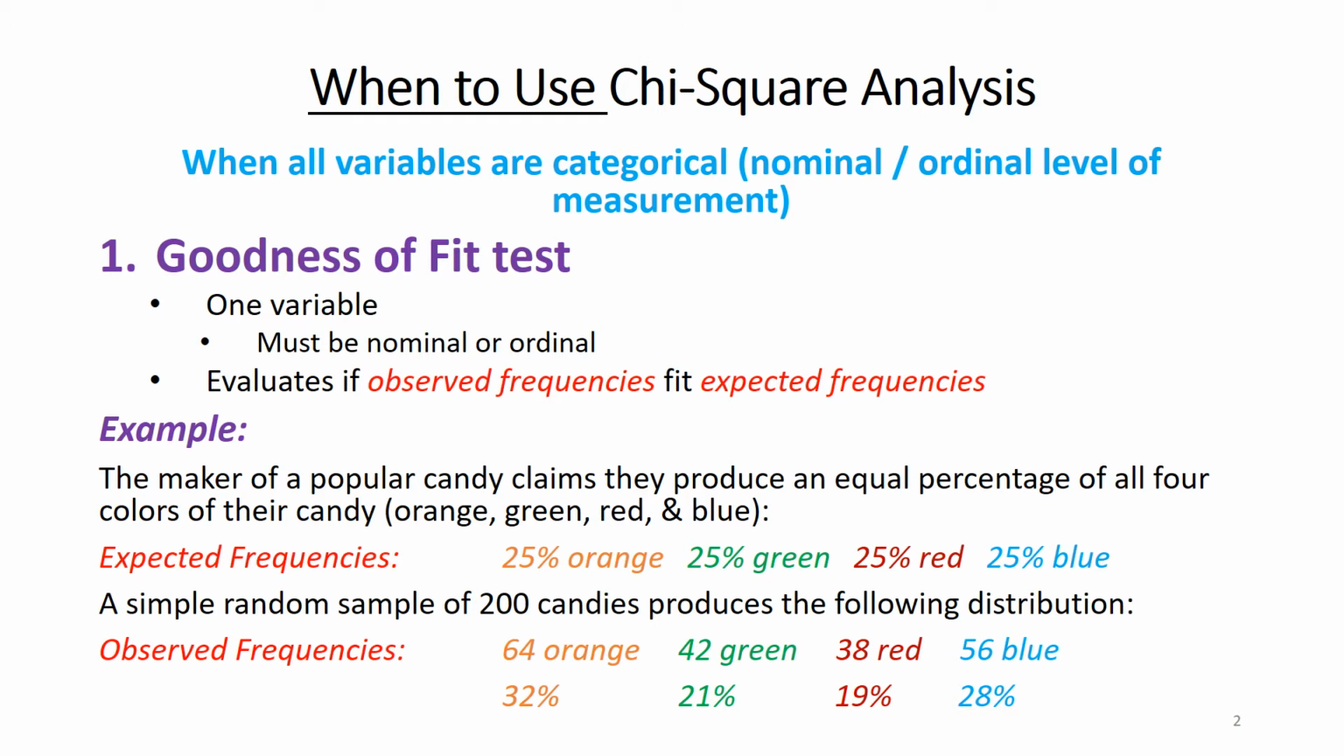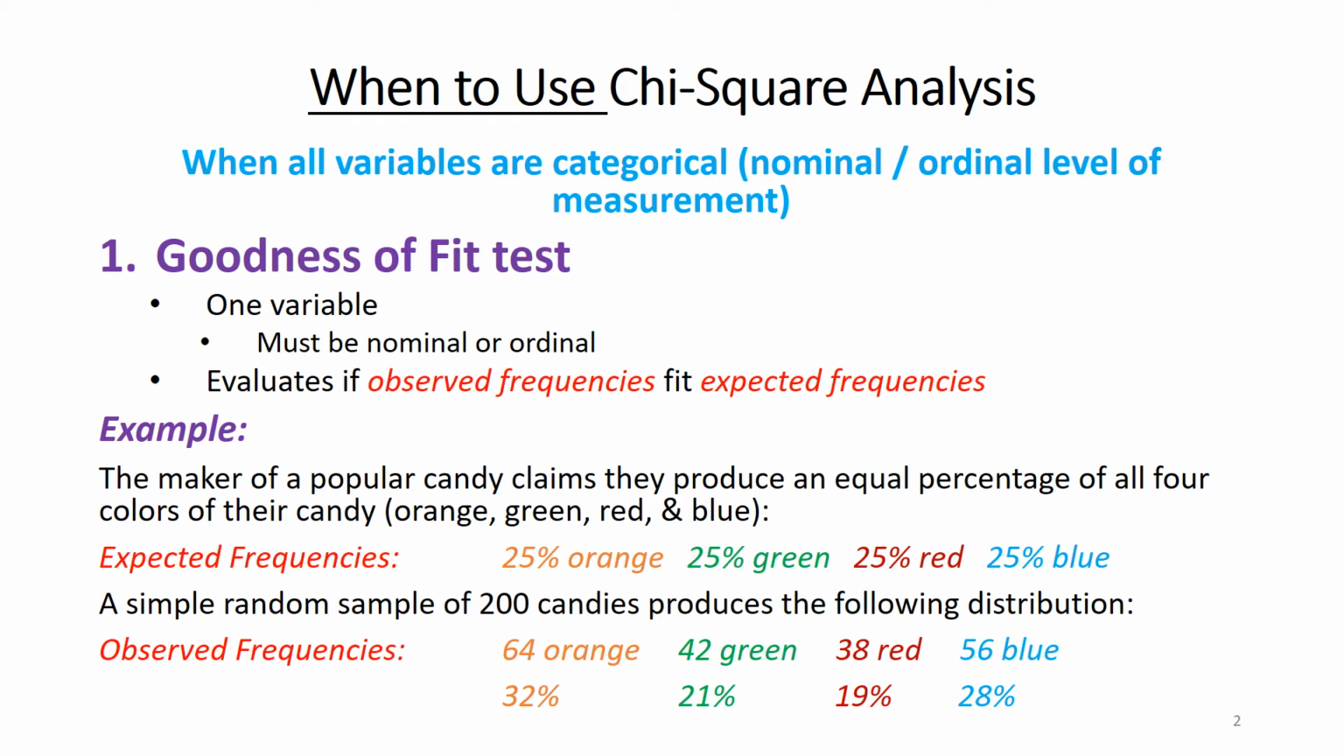And as you'll see both with the goodness of fit test as well as the test of association that we'll get to on the next slide, one of the mechanics behind the scenes with chi-square analysis is this comparison of what are known as observed frequencies versus expected frequencies. So let's take a look at this example of how a goodness of fit test works.